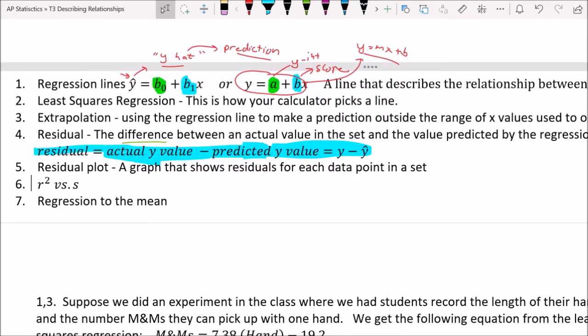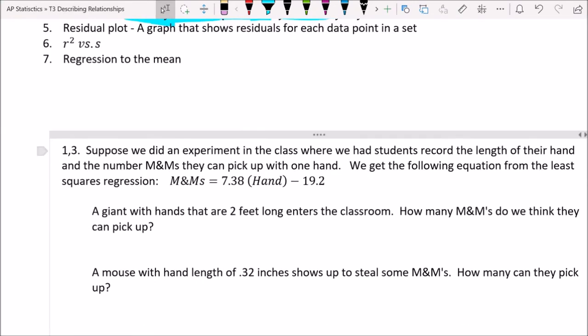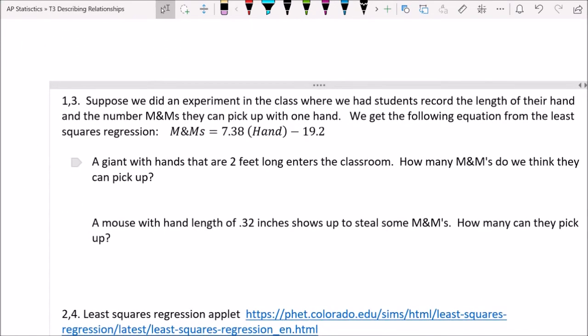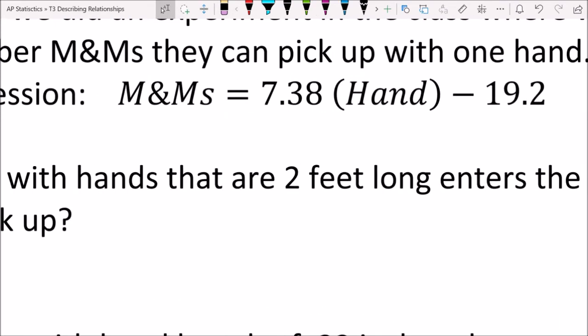We're actually going to jump straight into an example today. Let's suppose we did an experiment in class where we recorded the length of our hand and the number of M&Ms that we can pick up with one hand, and we got the following equation from the least squares regression. Uh-oh, Mr. Boyden made a mistake. Do you see it? I definitely should have had a hat over the M&Ms right here. So M&M's hat.